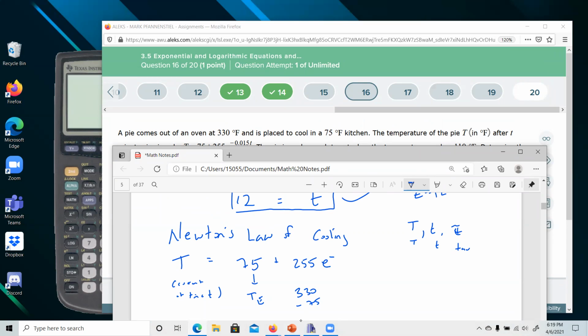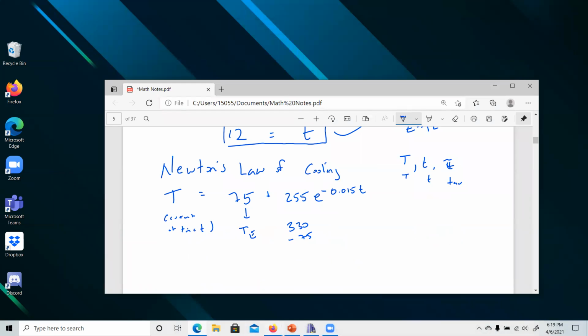e to the negative 0.015. That's a constant related to the things. Okay, so some kitchen somewhere was very careful in their temperatures and trying to figure that out.